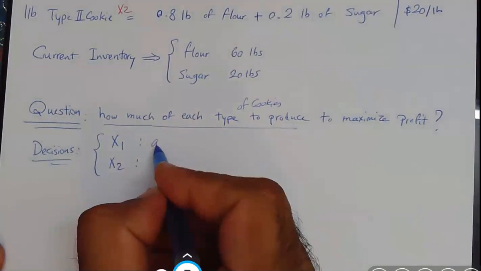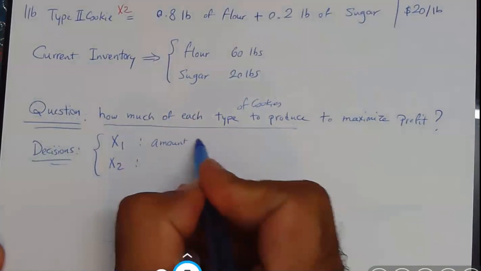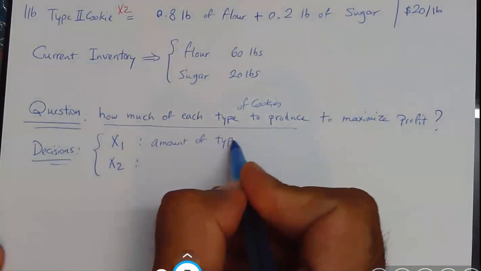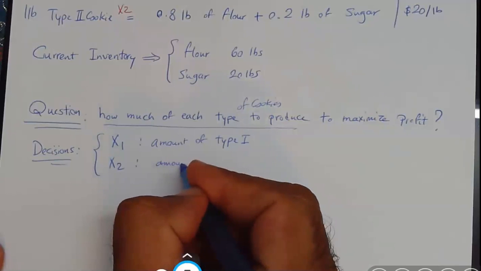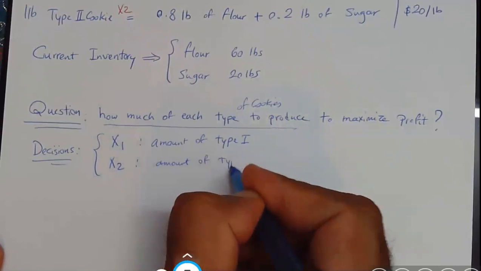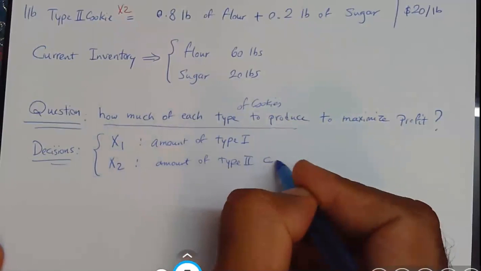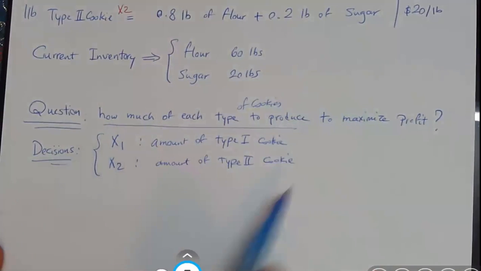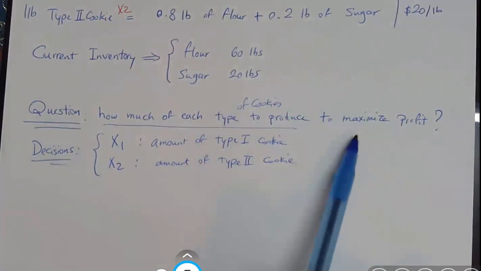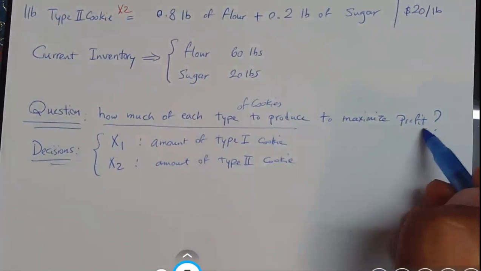So amount of type 1 cookie, amount of type 2 cookie. This is what we want to decide about. Now, what is it that we want to optimize? We want to maximize profit.